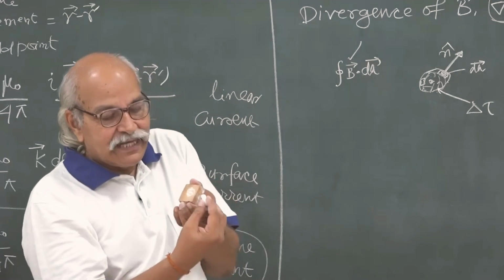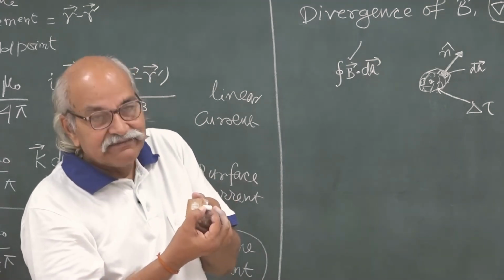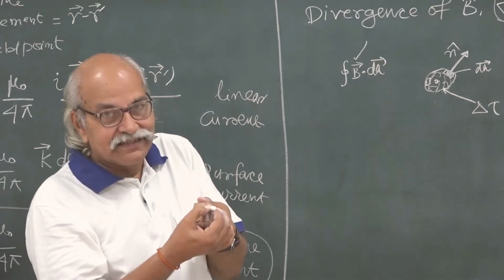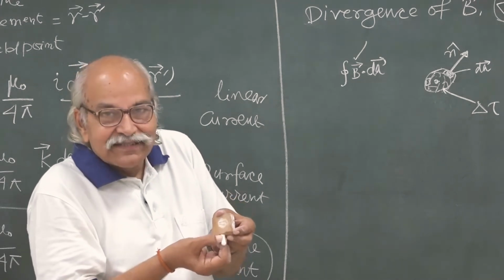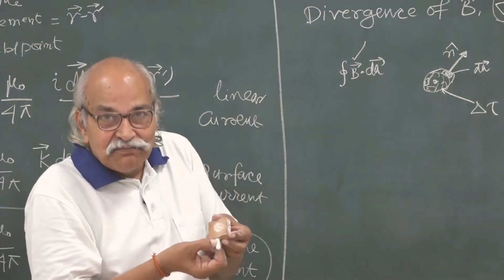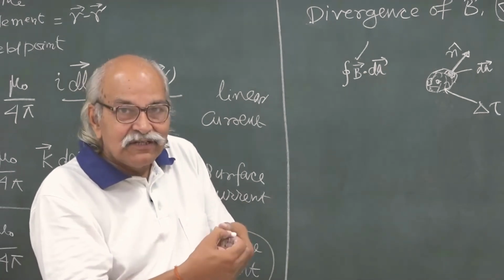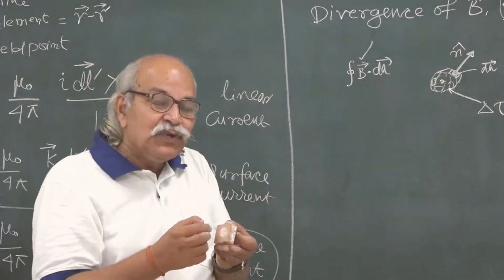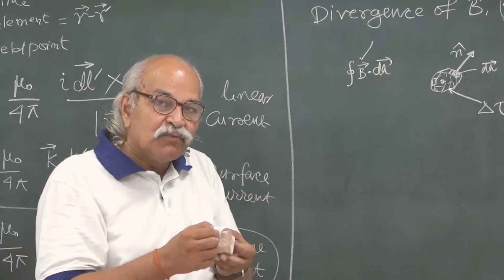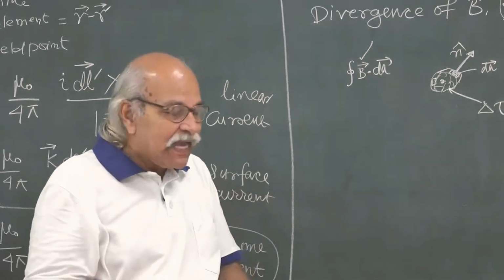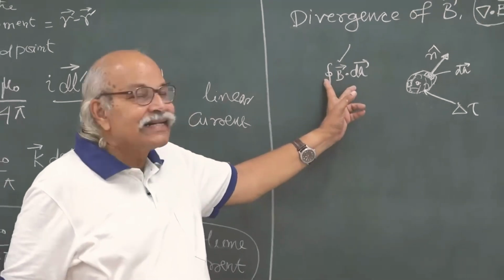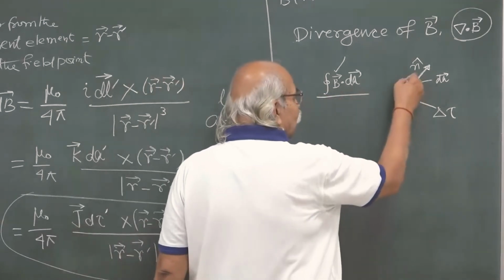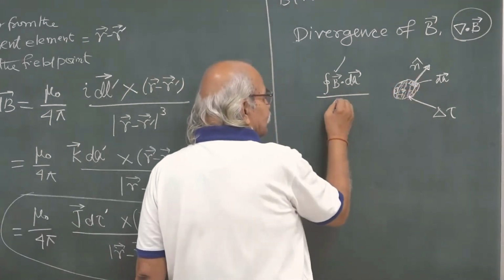If you take an area here, this is the dA vector. If you take an area here, this is the dA vector, and here you have a value of B, here you have a value of B. So, everywhere on this surface you have a value of B. Construct small areas on this surface, add all those contributions to create this quantity, and divide it by the volume of this whole thing, delta tau.